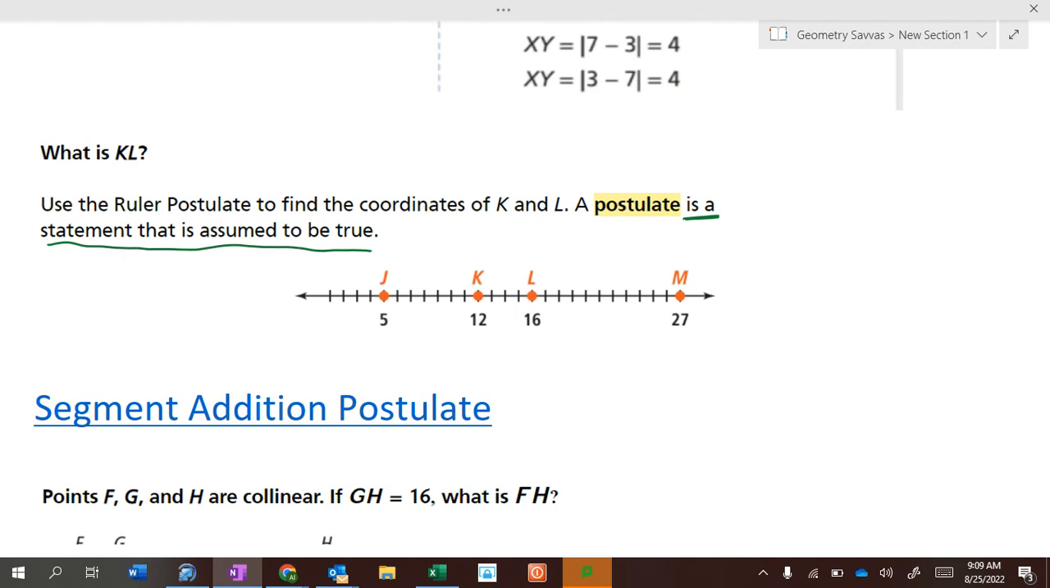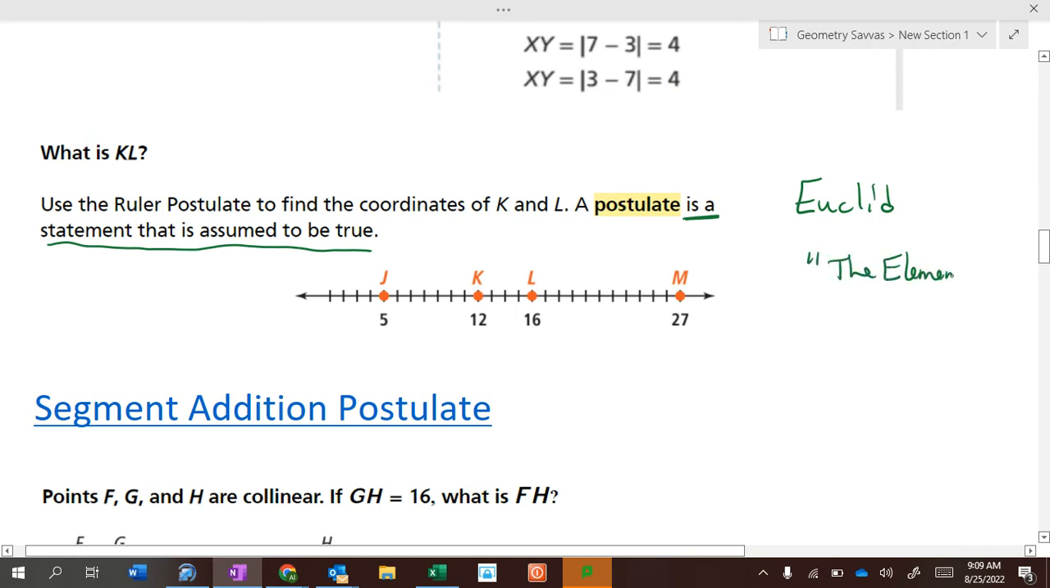Now, there are 15 postulates in geometry. Why? Because back in like 400 BC, this guy by the name of Euclid wrote a book called The Elements and named off 15 postulates.